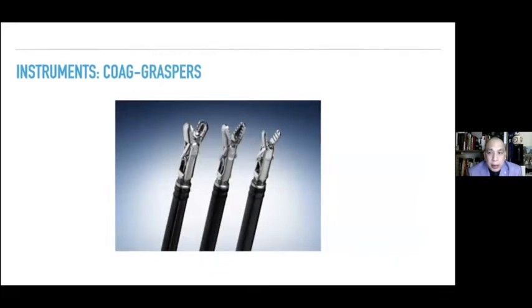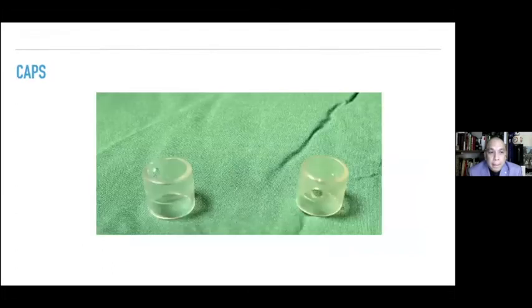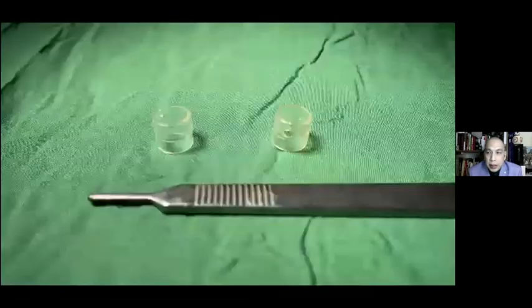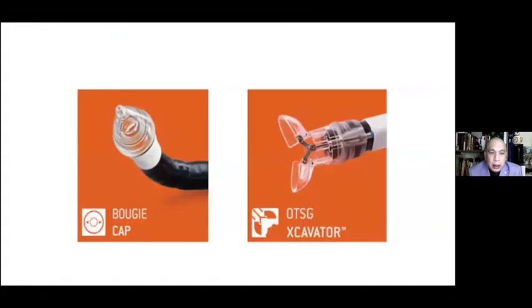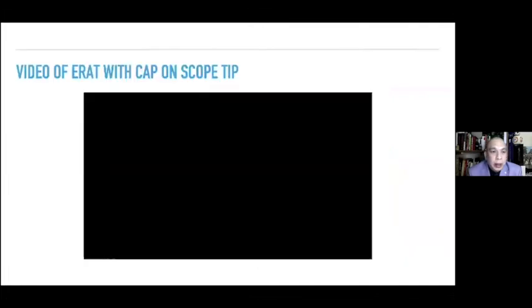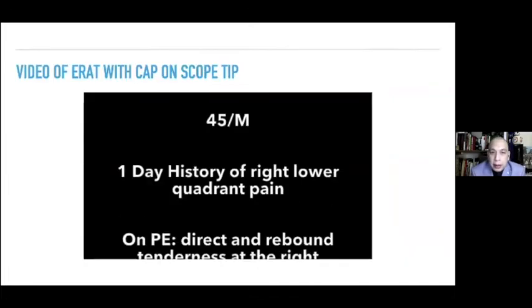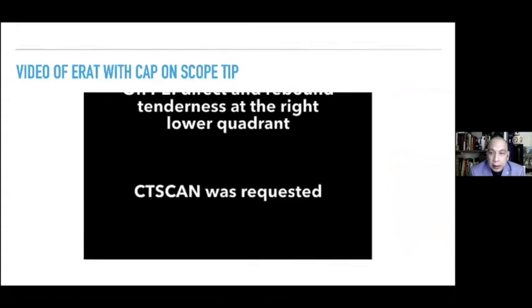Of course, as I mentioned earlier, we can do some hemostasis. We use coagulation graspers. And for exposure, we use caps. These are placed at the tip of the scope. And other forms of caps like the bougie cap by Ovesco and the OTSC excavator, I'll show you. I mentioned earlier where this OTSC excavator is used, but mainly the bougie cap is used to dilate some strictures, especially short segment strictures in the upper GI tract. So I'll show you the use of the cap, on the tip of the scope.